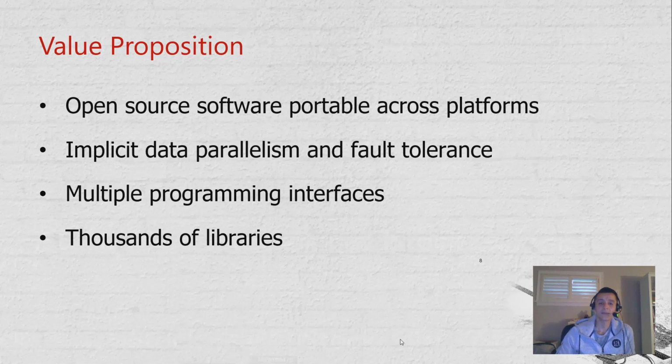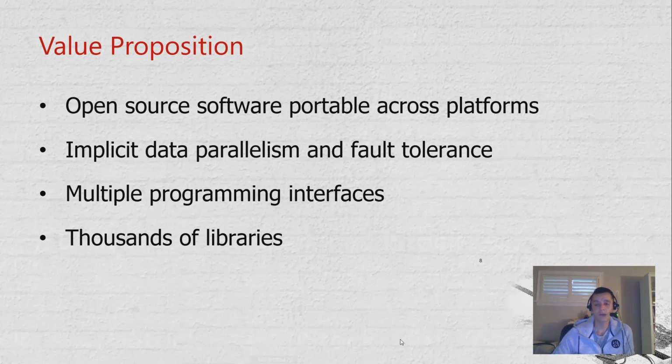Spark also has implicit data parallelism and fault tolerance. What does that mean? It means you don't have to handle or code or do anything special for your Spark queries or Spark jobs to run in parallel or to be fault tolerant. And what I mean by fault tolerant is that a node can have a failure and other nodes can pick up the work. So this happens automatically.